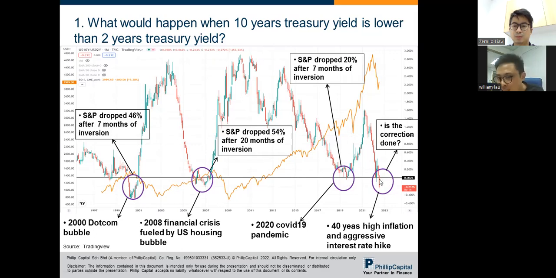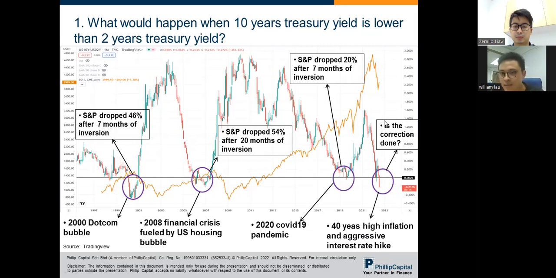Now, if we look at this, the yield curve actually entered into negative territory only 2 months ago. Now we are only 2 to 3 months after the first inversion. We call it inversion. What causes this particular inversion is 40-year high inflation and a very aggressive interest rate hike. It's the most aggressive ever.